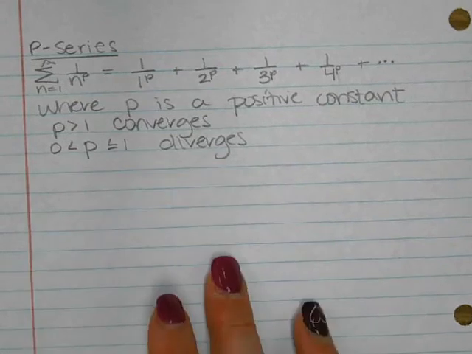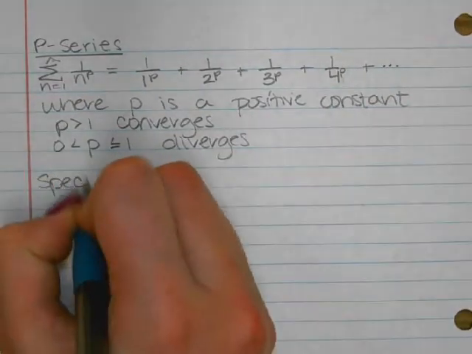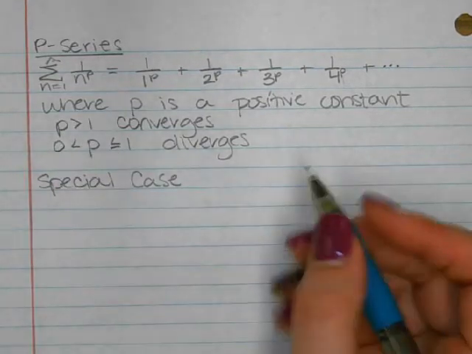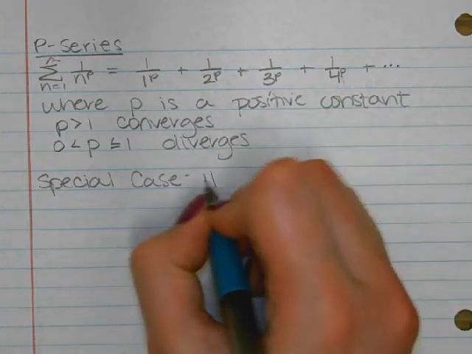All right, so we do have a special case. It fits with these rules right here, but it does have a special name. It's called the Harmonic P Series.